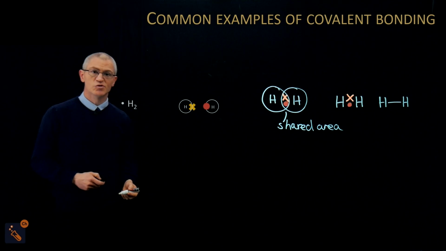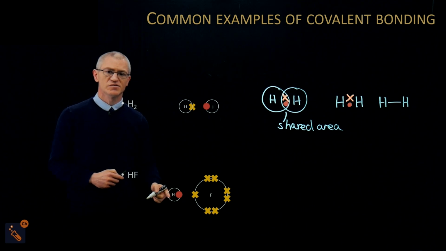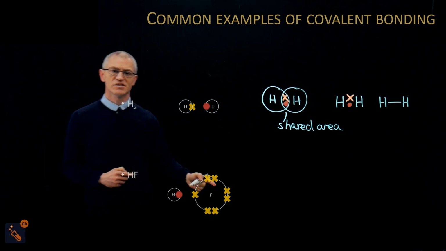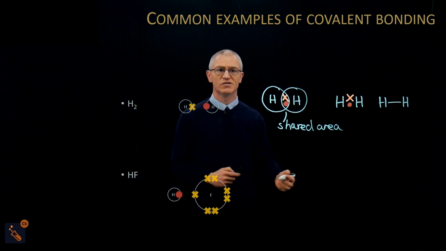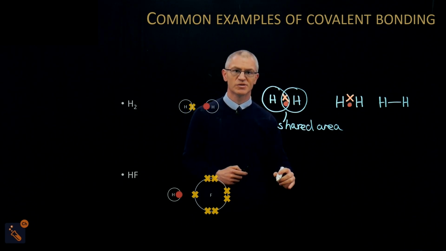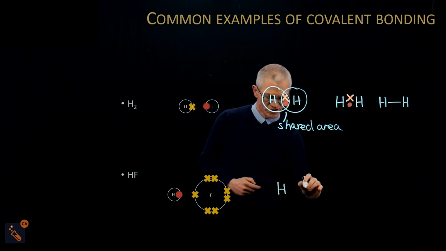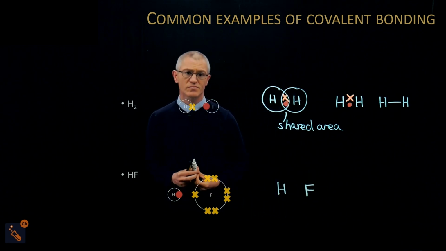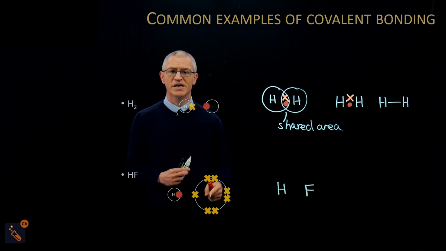Now, let's do a slightly more complicated example, which is HF. So in HF, you've got one electron in the hydrogen, and then you've got your 7 electrons in the F. We do the same thing, and we can put them in our shared area. But this time I'm going to jump straight to without the shells, because it's just a little bit simpler. So there's my H, and there is my F. First of all, I'm going to pick out my unpaired electrons. There's an unpaired electron there, unpaired electron there, so I'm going to share both of those.